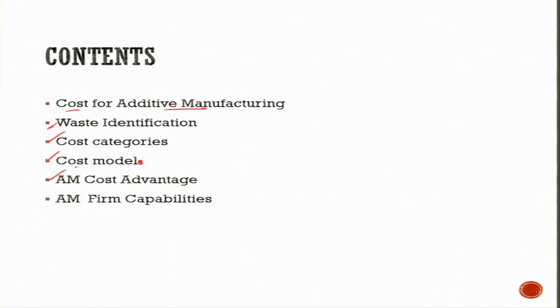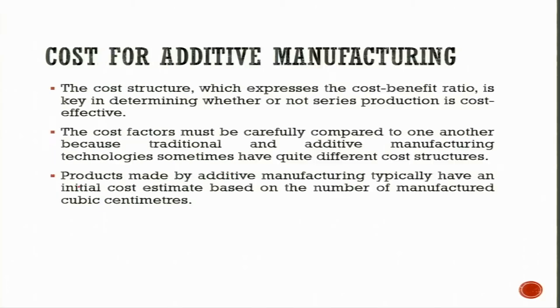Then what we'll see is additive manufacturing cost advantages, and what are the capabilities of a firm with additive manufacturing. The cost structure, which expresses the cost-benefit ratio, is key in determining whether or not series production is cost-effective. The cost structure, that means, is the key word here. That only tells us whether the production process we have picked is right to go on or not, whether we have the break-even point coming early, what is the payback period, when do we get the return on investment. So all these different criteria are there to determine the cost.